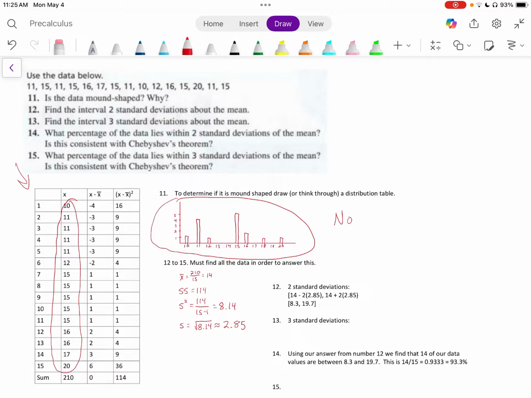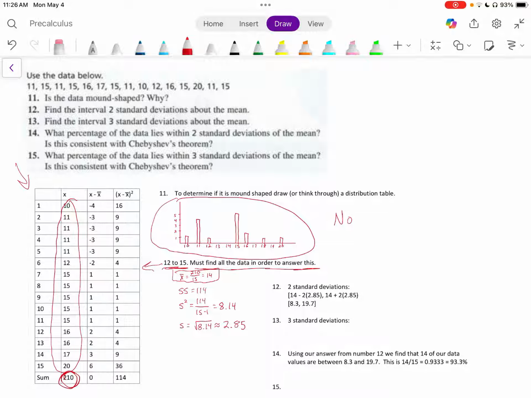So for 12 to 15, we're going to have to go through and find all of our data, all of our different things that we have to do here. So for this 12 to 15, here's where I set everything up. I put my values that's circled there already. So I added them all up and divided by 15. So that's my mean. Added all of my values up, divided by how many are there?